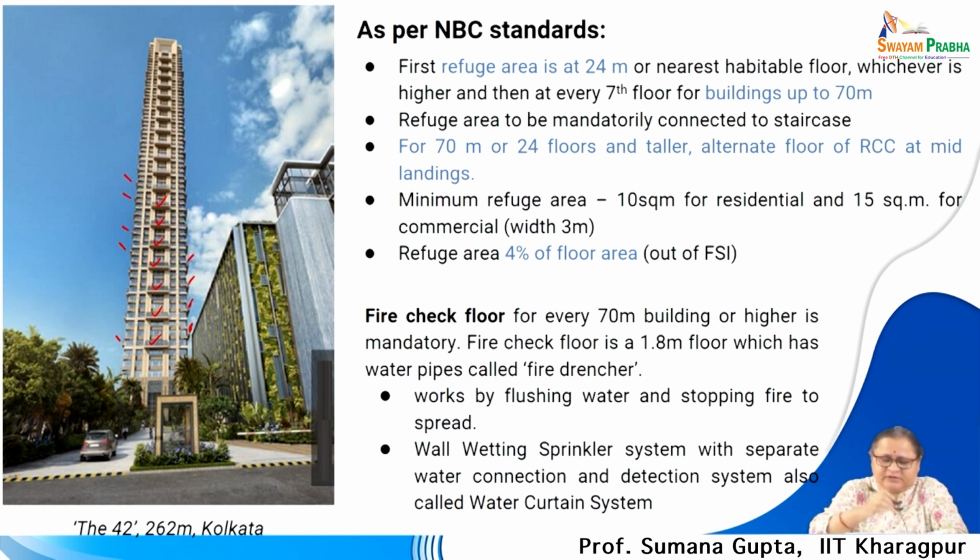Here the first refuge area, as it was already told, is at 24 meters or nearest habitable floor, whichever is higher, and then at every 7th floor or after every 15 meters up to 70 meters. Now, as you see here, D42 is a 262 meter building. What happens after 70 meters? For 70 meters or 24 floors and taller, alternate floors of RCC at mid landings are mandatory for such buildings.